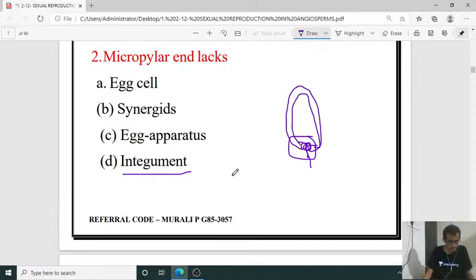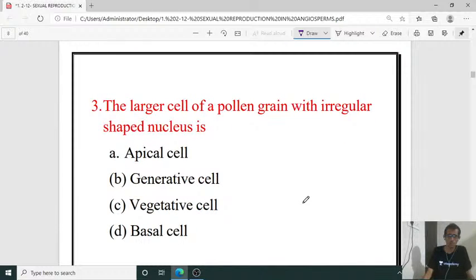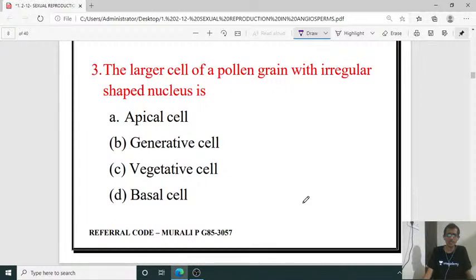So with respect to this question, the right answer is D for the second one. Okay. The third question: the largest cell of a pollen grain with an irregular shaped nucleus is which one?